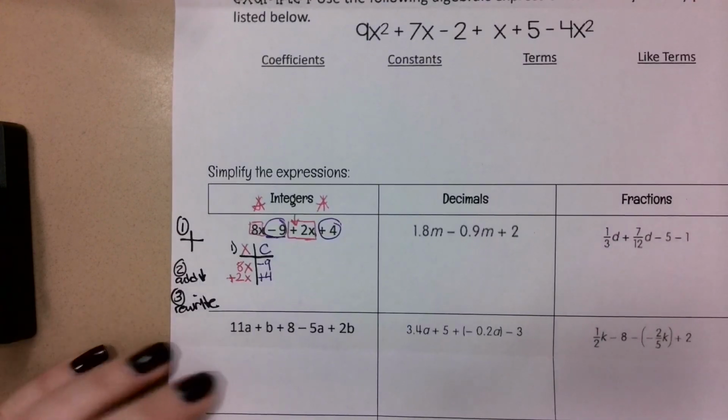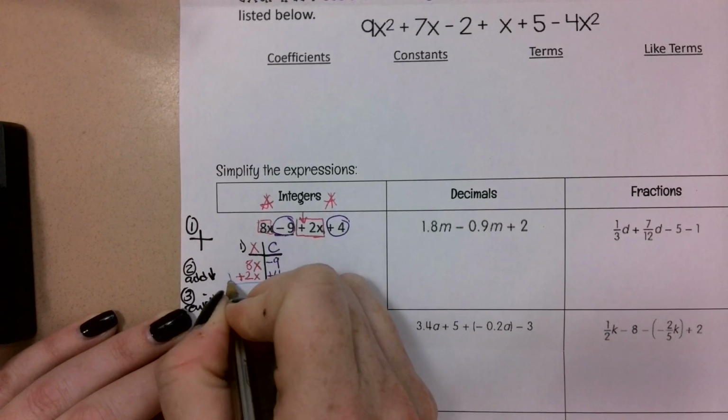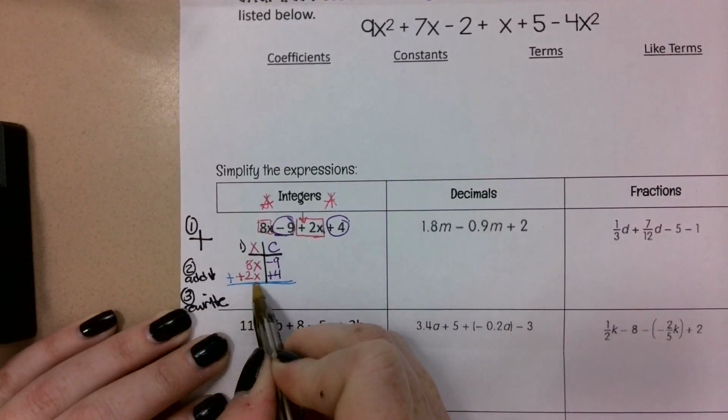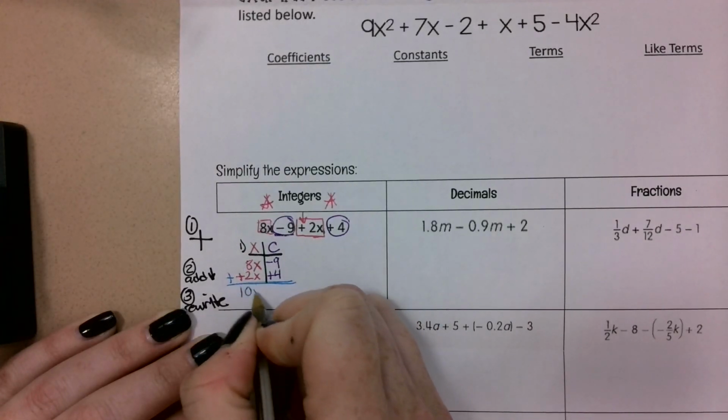Now, my final step is step 2, I need to add down. So I have 8 plus a positive 2x. Same team, and we're getting bigger, so we have 10x.